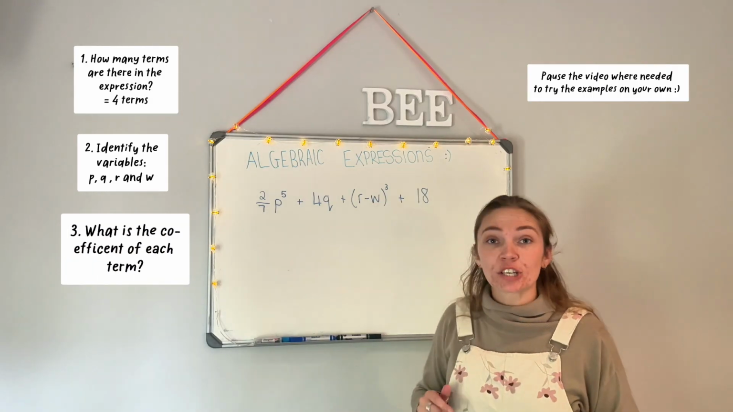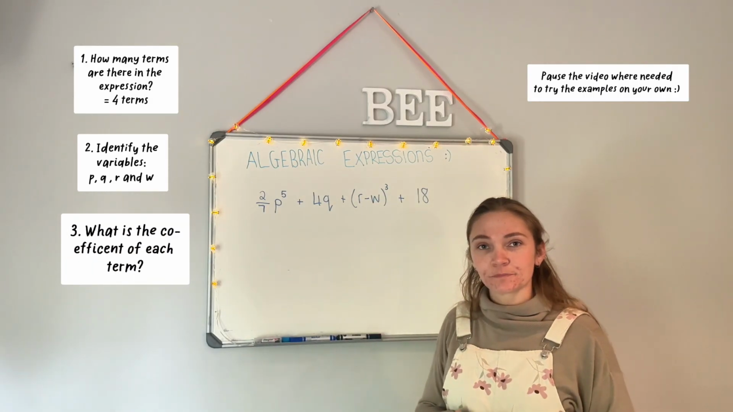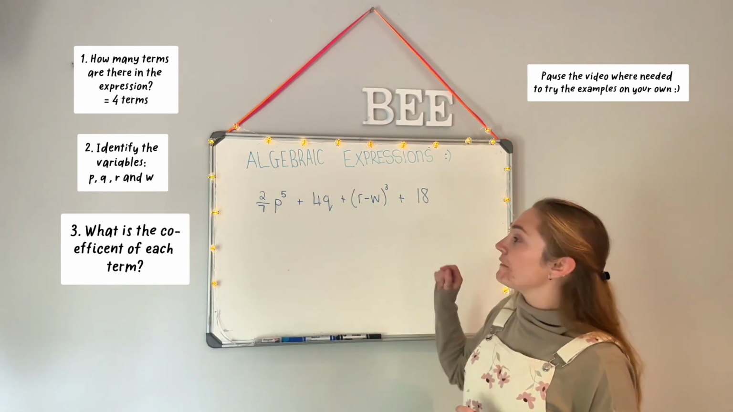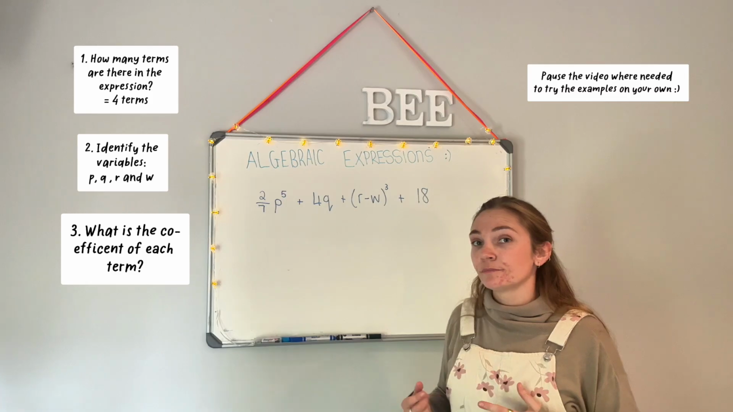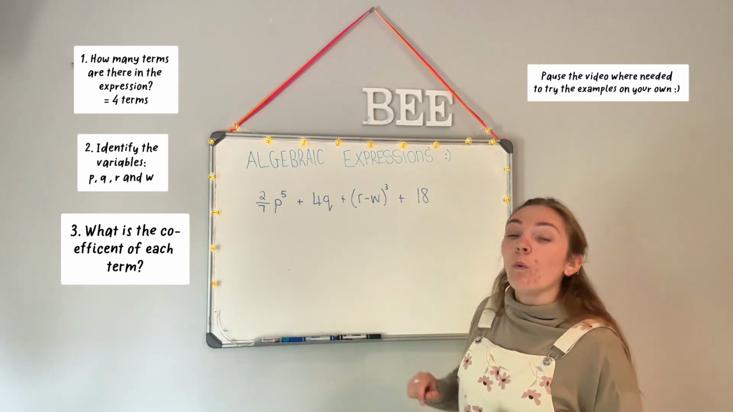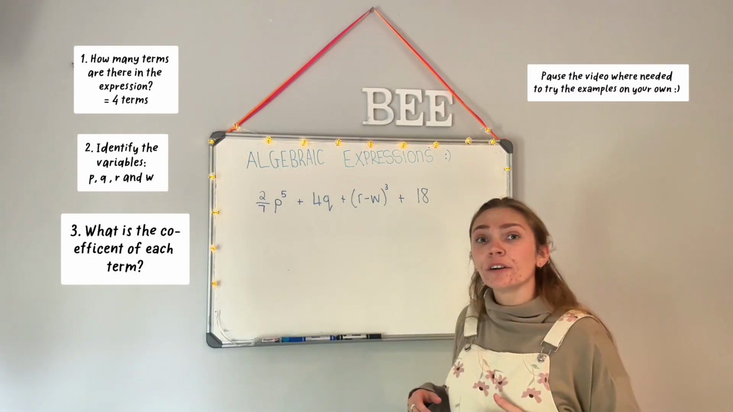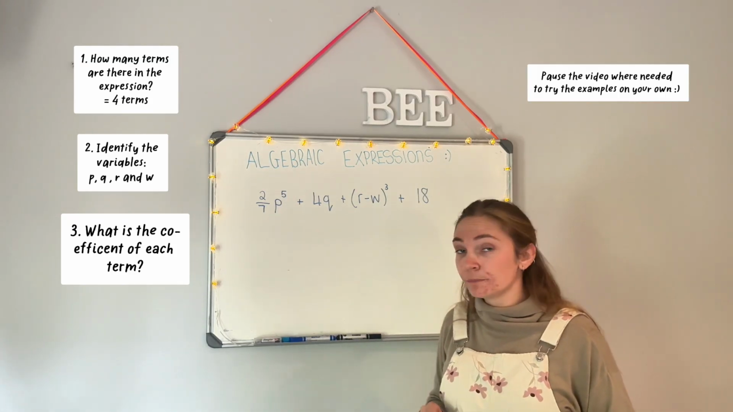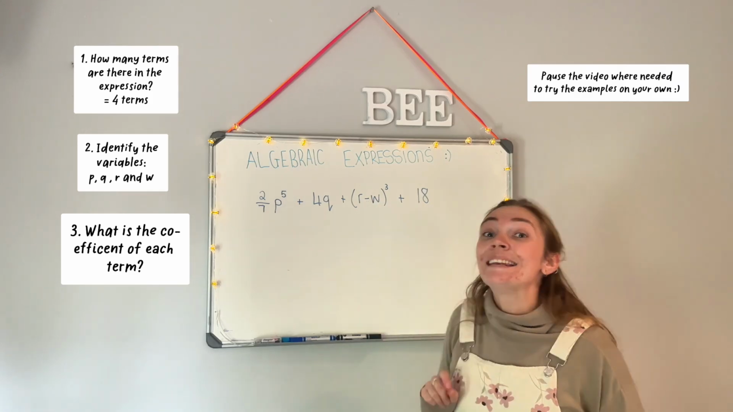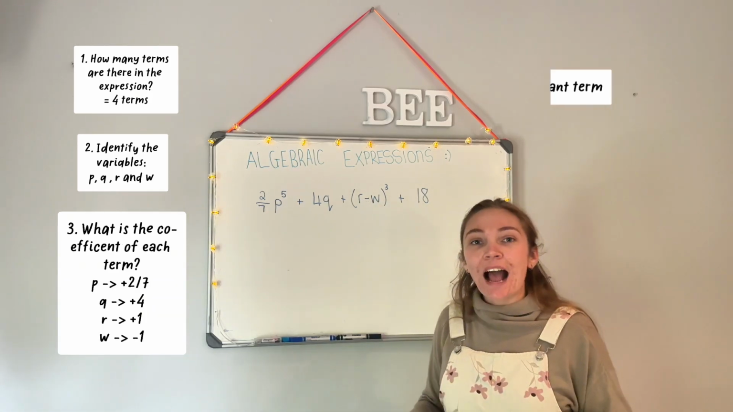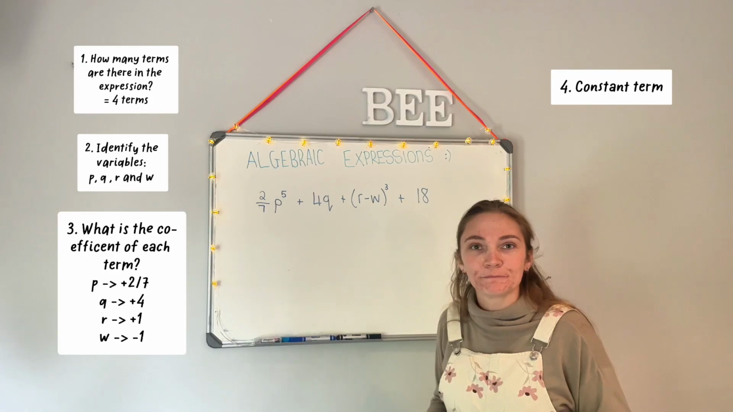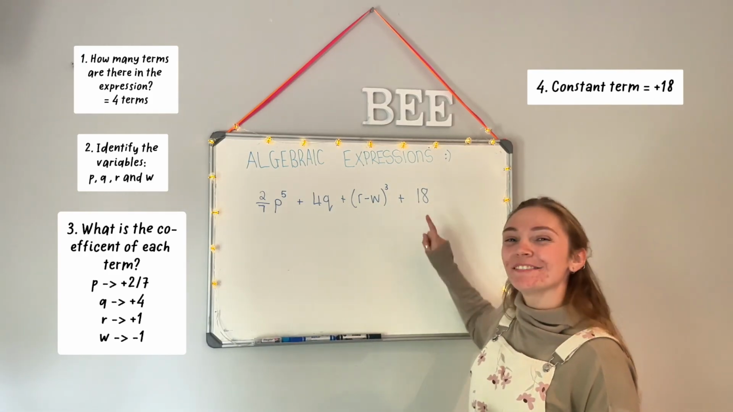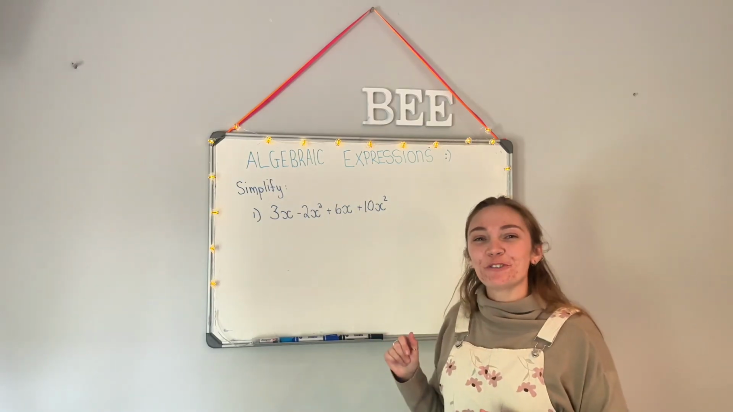What is the coefficient of P? Positive 2/7. What is the coefficient of Q? Positive 4. What is the coefficient of R? 1. The coefficient of W? Negative 1. And lastly, identify the constant term. 18. Positive 18.